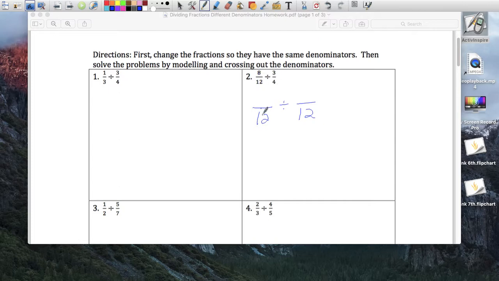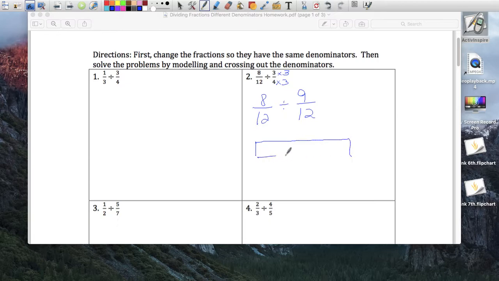So 8/12 is already in terms of 12s, so that stays the same. The 4, we're going to change it to 12. So 4 times what's 12? 4 was multiplied by 3 to get 12. So if I multiply the bottom by 3, I must multiply the top by 3. And 3 times 3 is 9. Now we're ready because our denominators are the same, and we go back and life becomes much simpler.